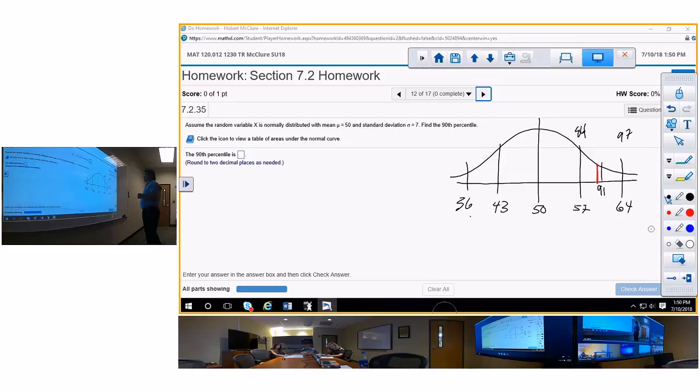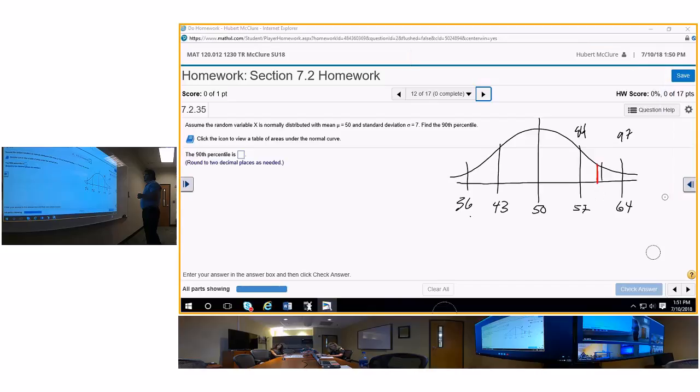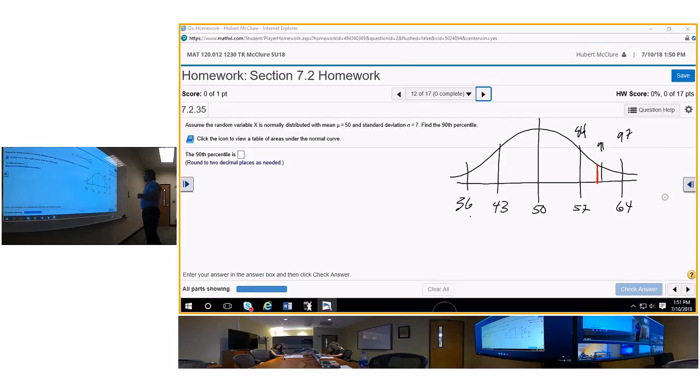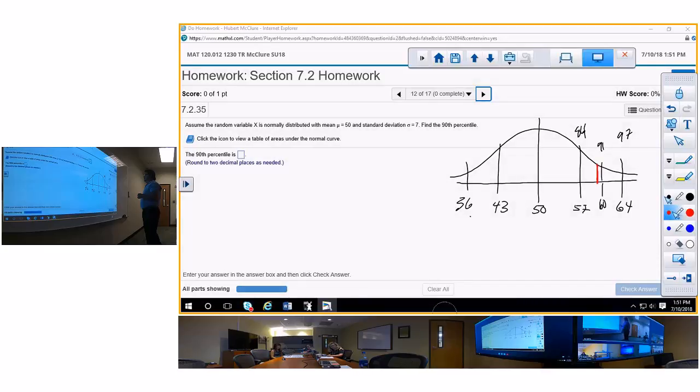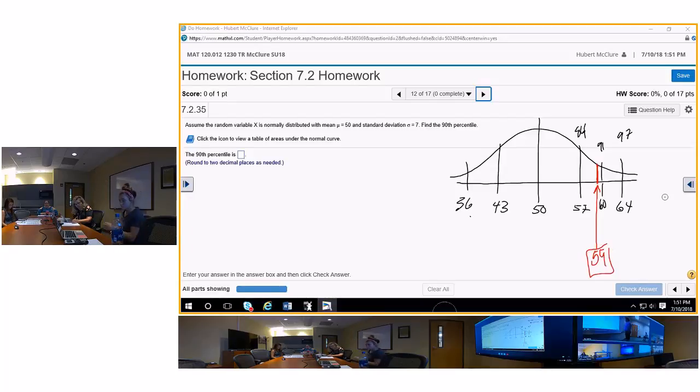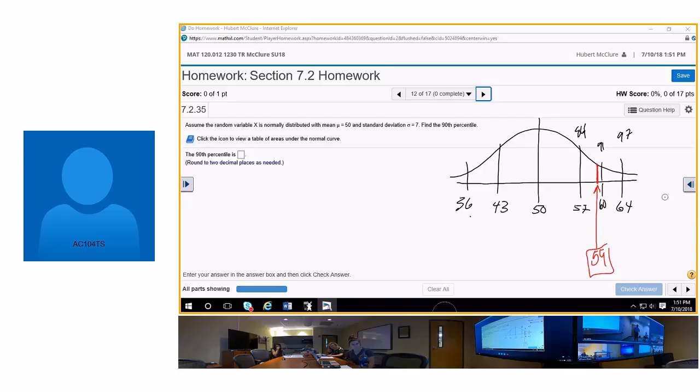Now, 90%, let me erase that 91 because that's kind of a confusing place. It should be up here. 91% is right there. Okay, so halfway between 57 and 64 is what, 3.5? Everybody with me? So 91 represents 60 as far as the test score. So I'm going to say 57, 58, 59. I'm going to say 59 is going to be close to our answer. The test score of 59 represents the 90th percentile. Now that's based on what? Common sense and the empirical rule.